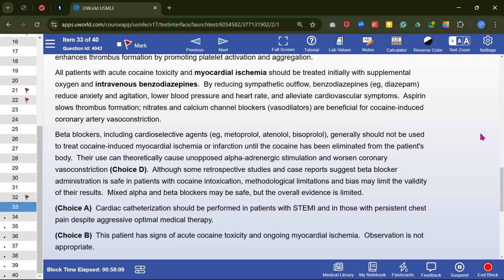Although some retrospective studies and case reports suggest beta blocker administration is safe in patients with cocaine intoxication, methodological limitations and bias may limit the validity of their results. Mixed alpha and beta blockers may be safe, but overall evidence is limited.